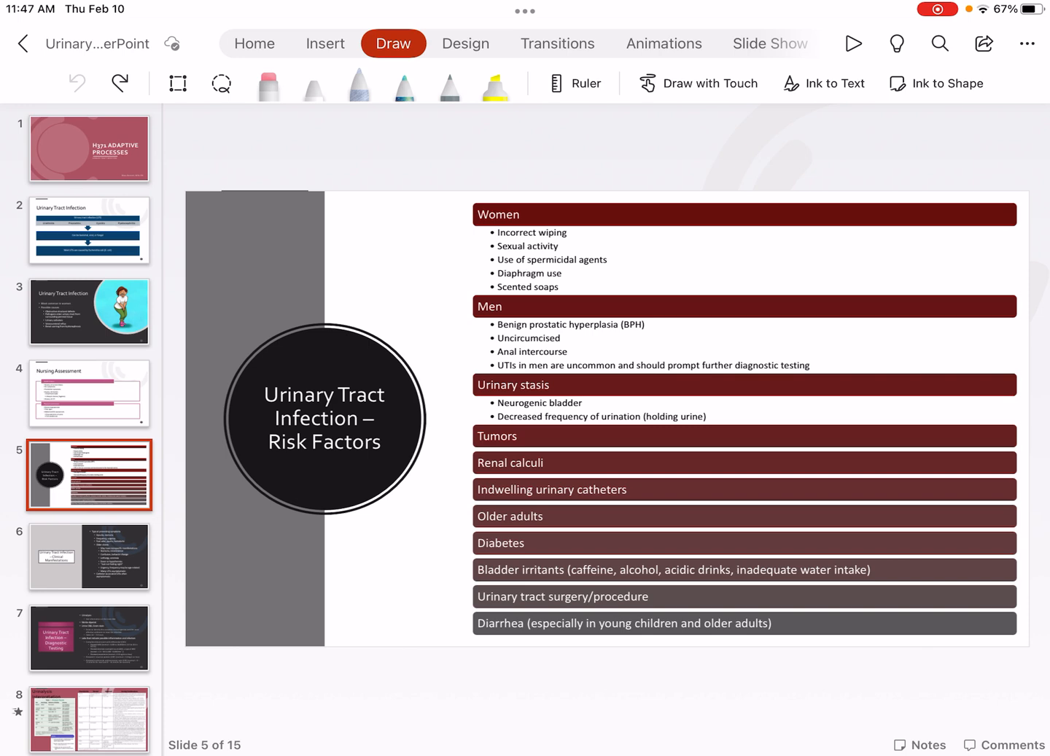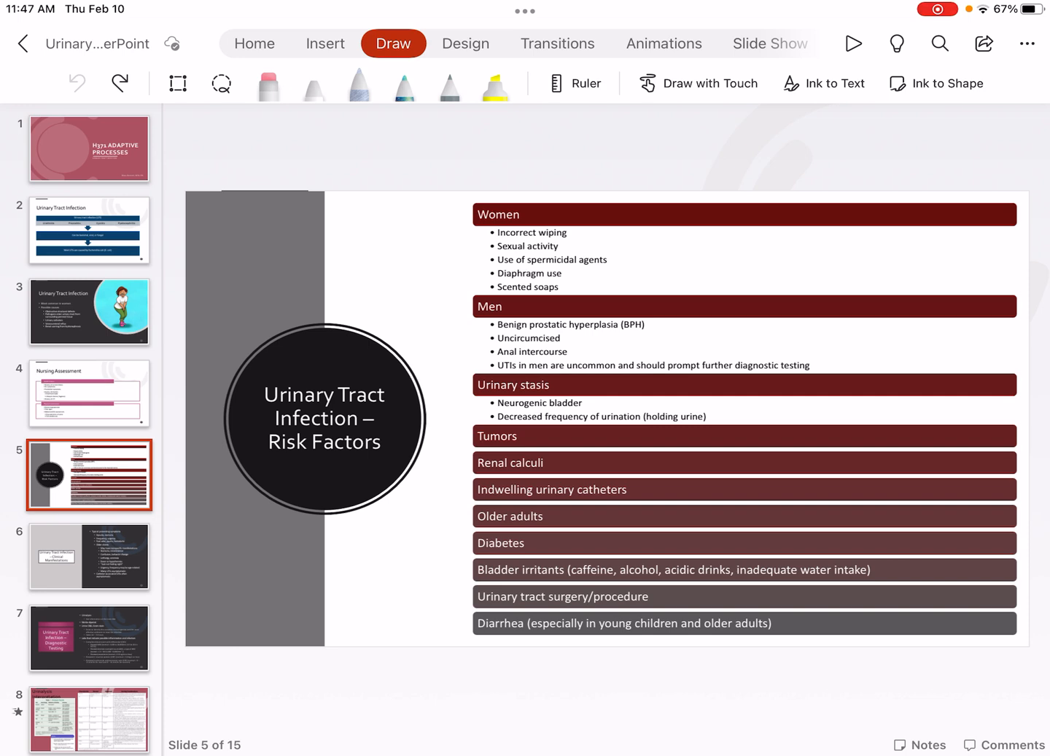A neurogenic bladder, that's where someone really can't empty their bladder on their own, that increases their risk. Tumors can cause an increased risk. We talked about that. Kidney stones increase their risk. Talked about that in the renal calculi lecture, so I'll refer you to that. Catheters, we already talked about why that increases their risk.